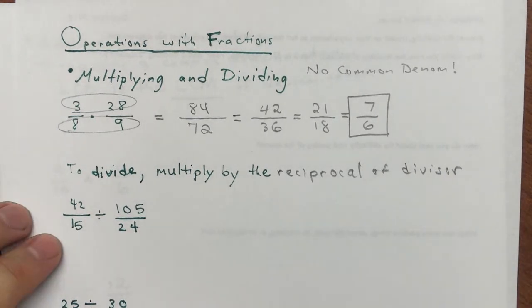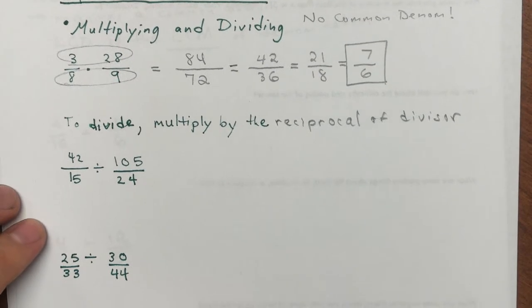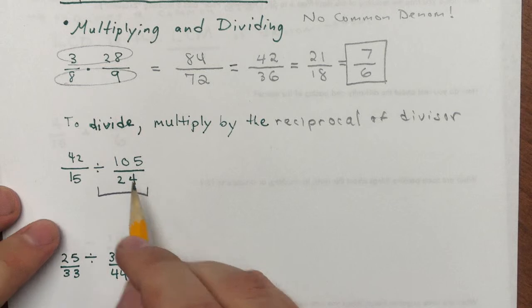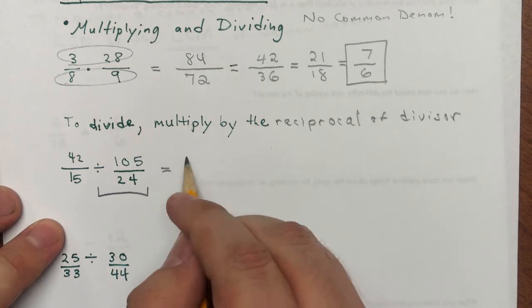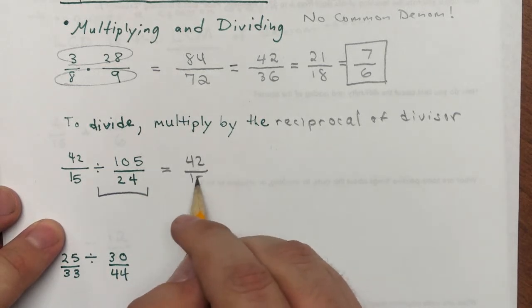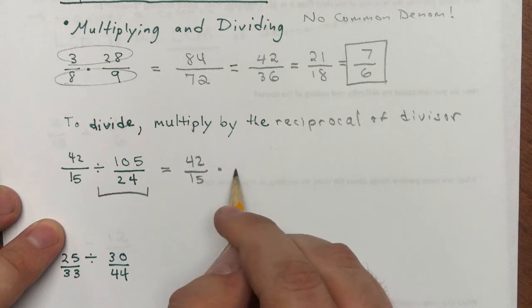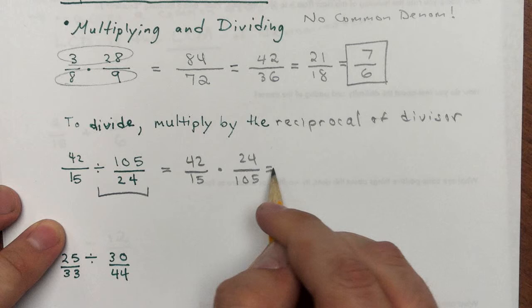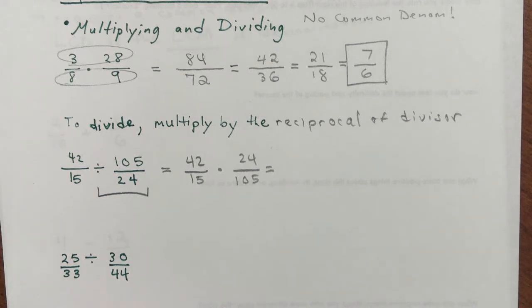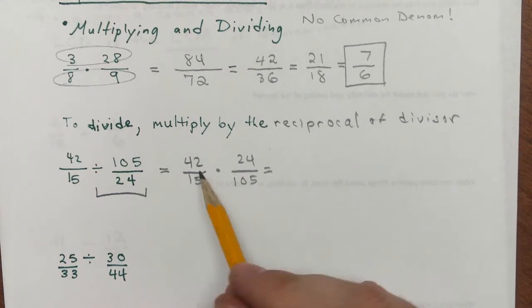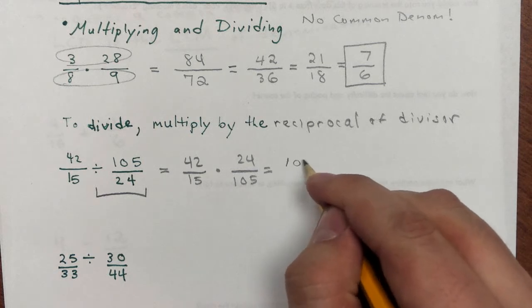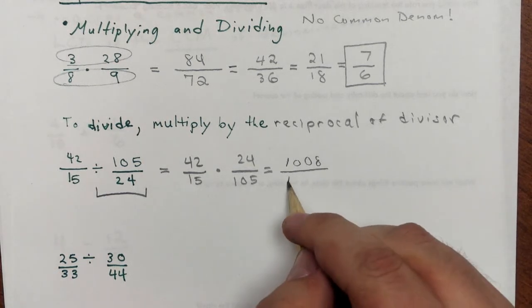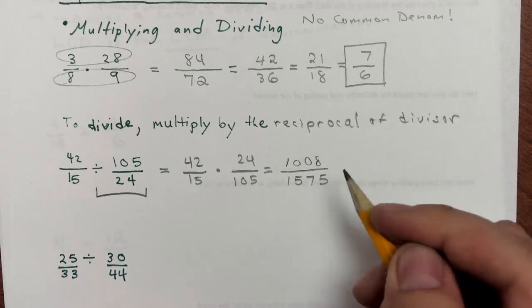So in this example right here, I have 42/15 divided by 105/24. This is the divisor. This is what I need the reciprocal of. If I take the reciprocal of the other fraction, then my answer is wrong. So I will get this. Now, if I go ahead and multiply this, as some of you are accustomed to doing, 42 times 24 is 1008, and 15 times 105 is 1575.